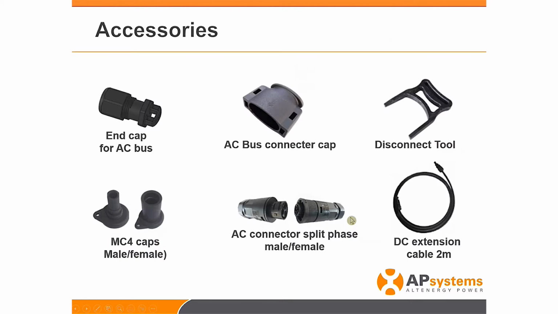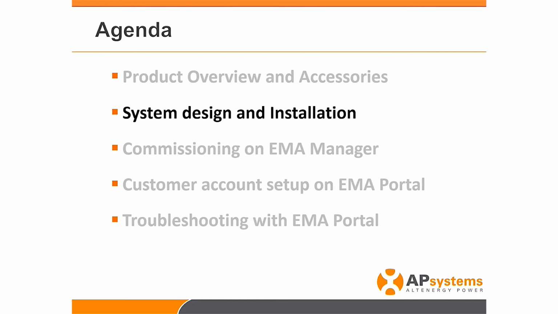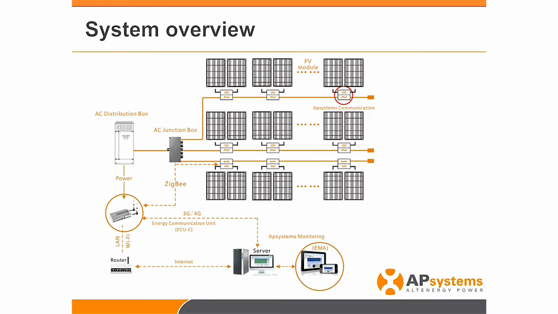Can we go to the next slide? Thank you. So let's have a look at the accessories that we'll be using. Most of you are definitely aware of this as you are already selling it. So: end cap for the AC bus connector, cap, disconnect tool, MC4 caps male and female, AC connector split phase male and female, and DC extension cable. We'll have next slides where we show where you will be able to use those accessories. So let's go to the next part, which is system design and installation.